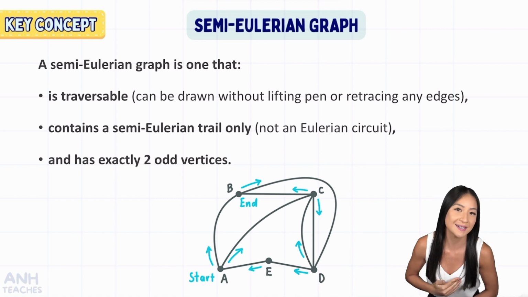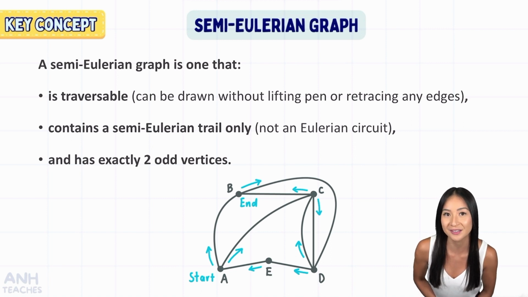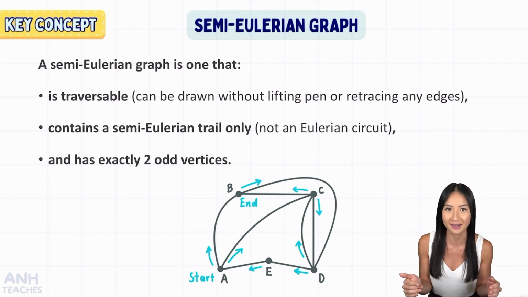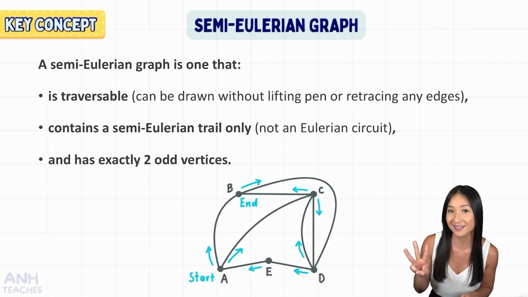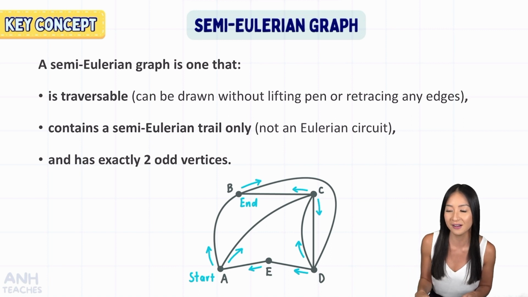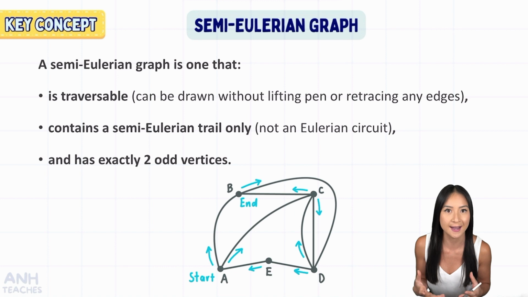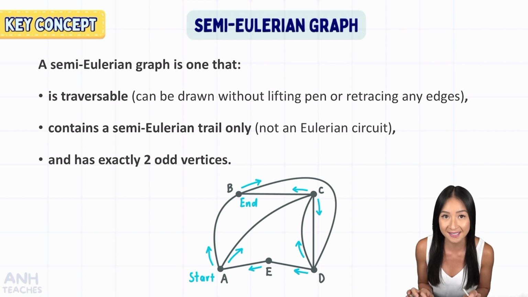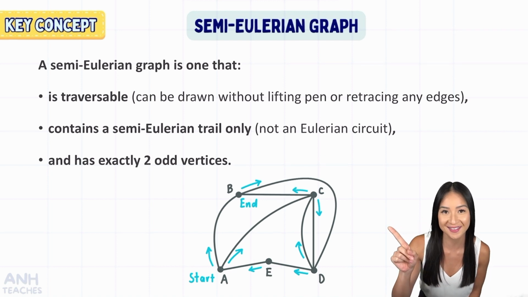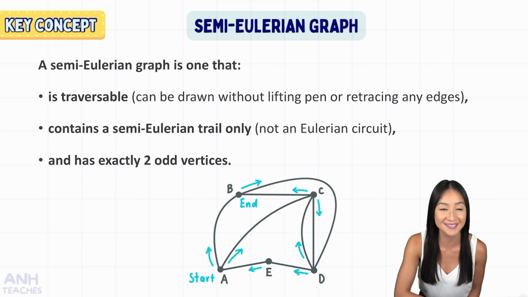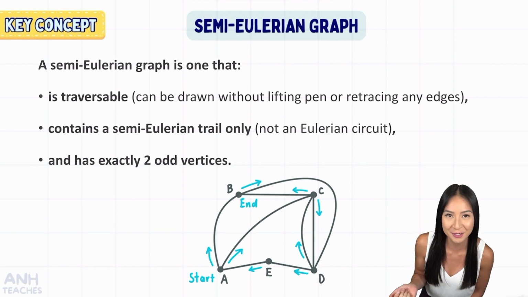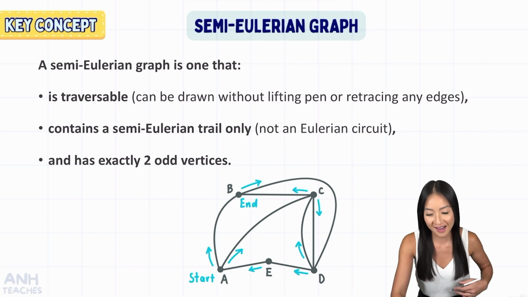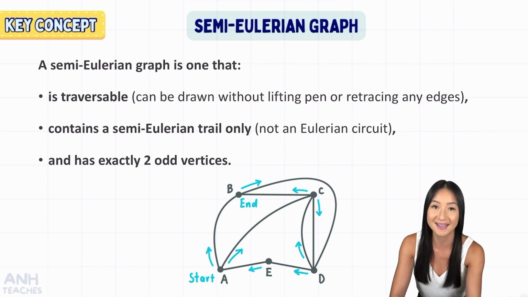So the most that it contains is a semi-Eulerian trail, aka an open Eulerian trail. And the third thing that is specific to a semi-Eulerian graph, and is super useful for finding out if a graph is Eulerian or semi-Eulerian or not, is that a semi-Eulerian graph has exactly two odd vertices, no more, no less. And it's actually that third condition there that was one of Leonhard Euler's findings in his solution to the Königsberg bridge problem.